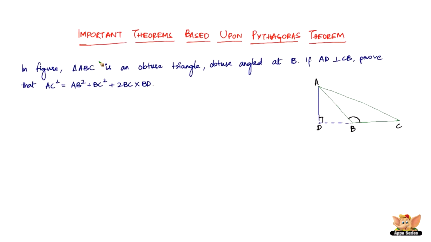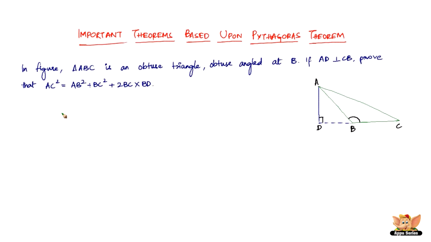In this video, let us look into some of the important theorems based upon Pythagoras theorem. One of the theorems that we are going to look into is this. In the figure, triangle ABC is an obtuse triangle, obtuse angled at B. Now, if AD is perpendicular to CB, prove that AC square equals AB square plus BC square plus 2 times BC multiplied by BD. This is what we have to prove.